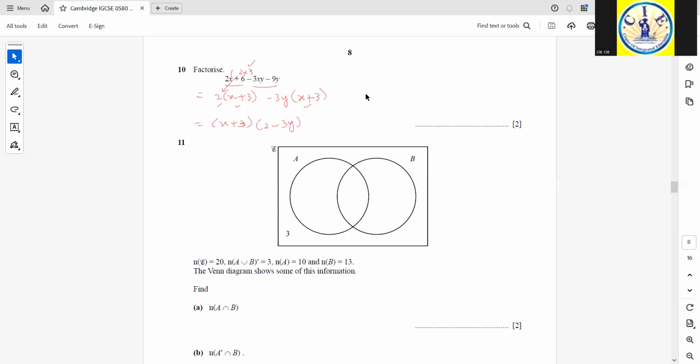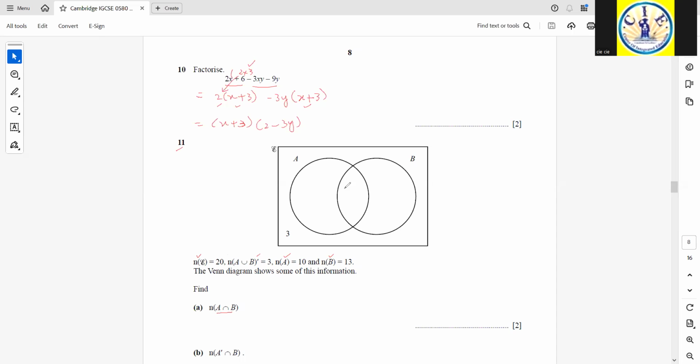Question number 11. Number of the elements in the universal set is 20. Number of elements in A union B whole complement is 3, and n of A is 10, n of B is 13. The Venn diagram shows some of this information. Find number of the elements in A intersection B.